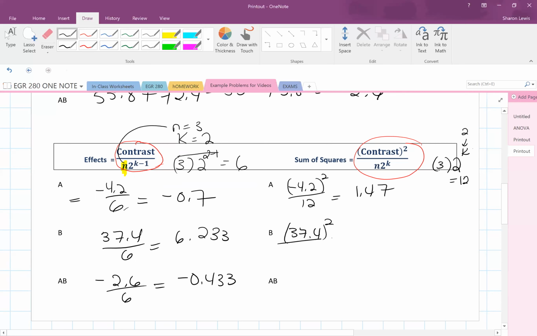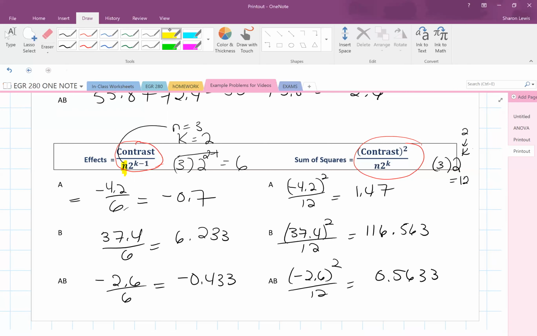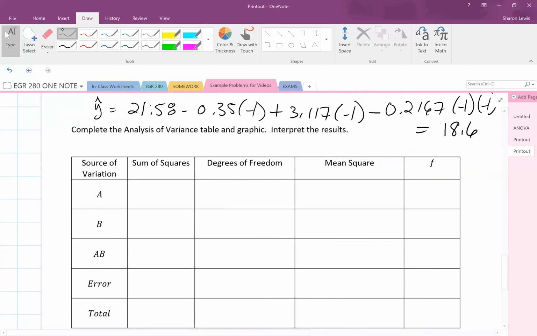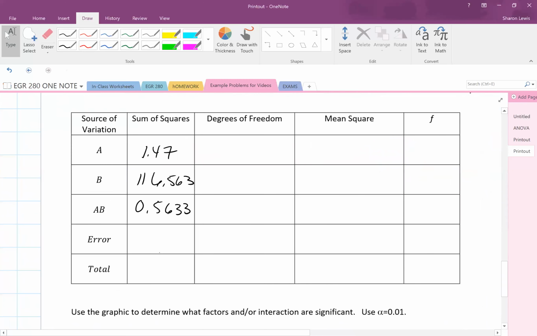37.4 squared divided by 12 is 116.563. Negative 2.6 squared divided by 12 is 0.5633. All right, so now we have the values to enter into our analysis of variance. We're ready to put these into our table, so I'm just going to recopy them here. The sums of squares, and 0.5633.